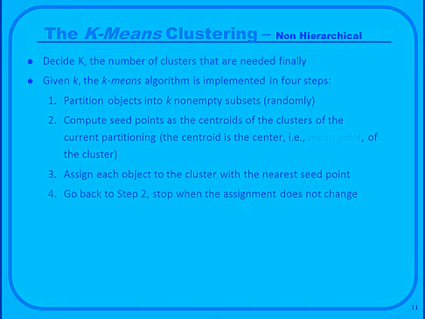Once you have done that, again you will go back to step 2. So essentially you will calculate the seed point once again. In each step you are calculating the centroid again, and then passing each observation one at a time, calculating where it is the closest, and putting it into the group where it is the closest. You will stop when the assignment does not change.